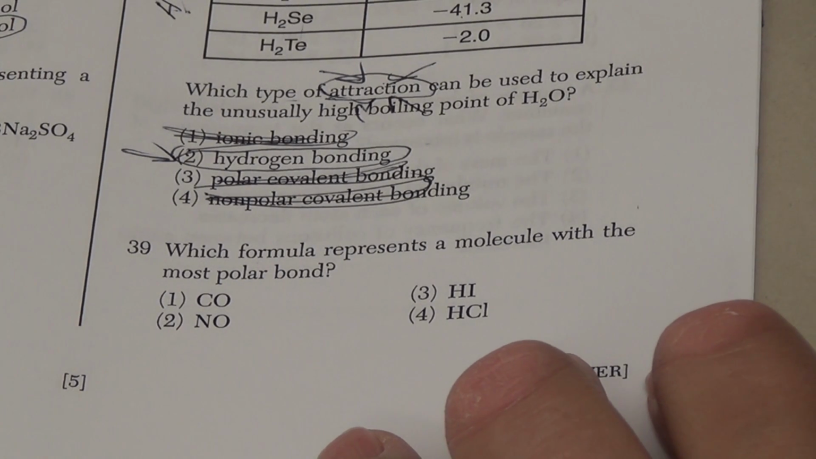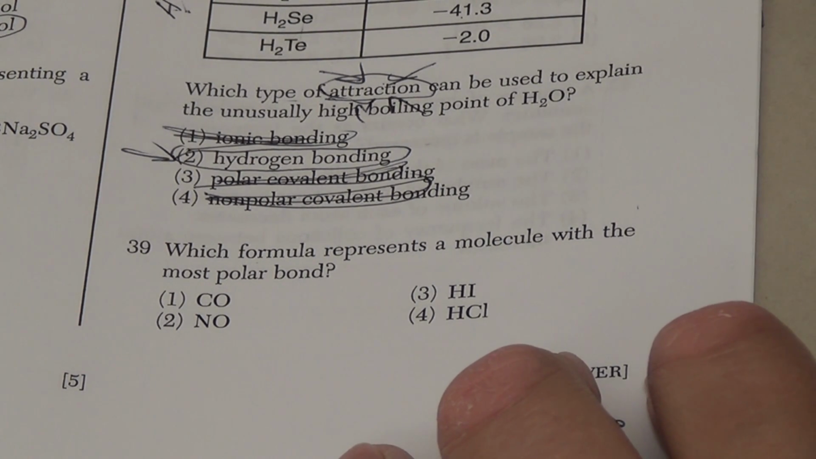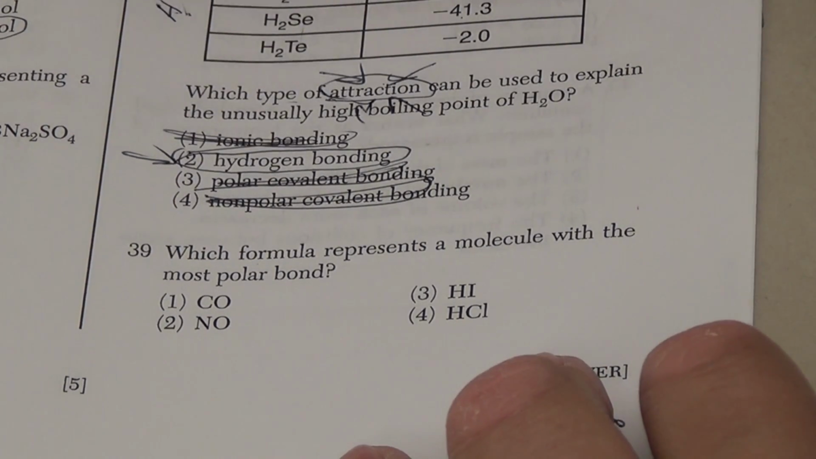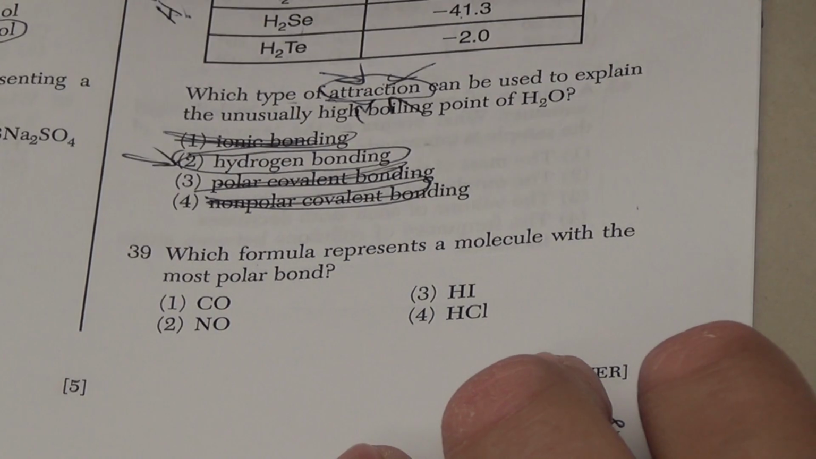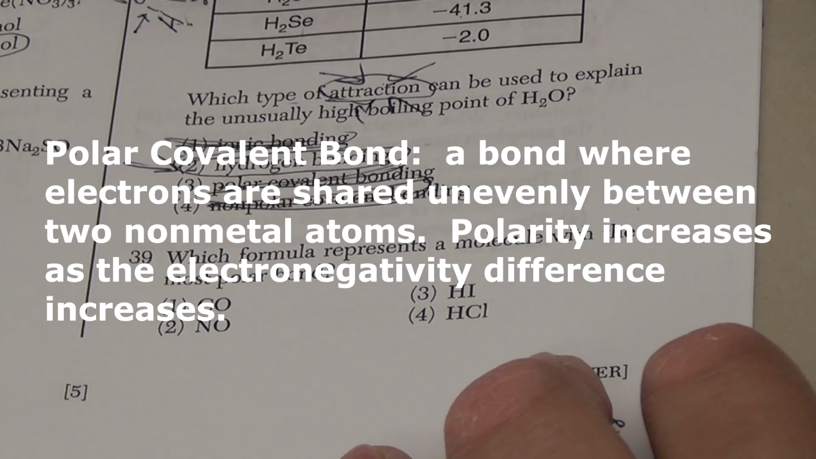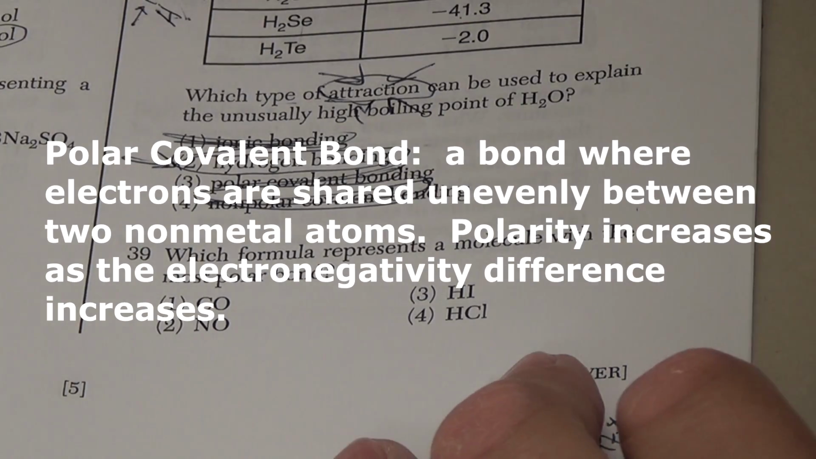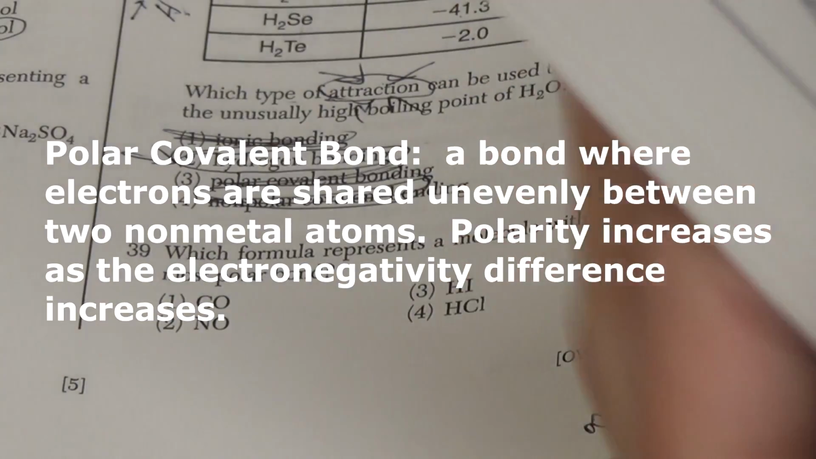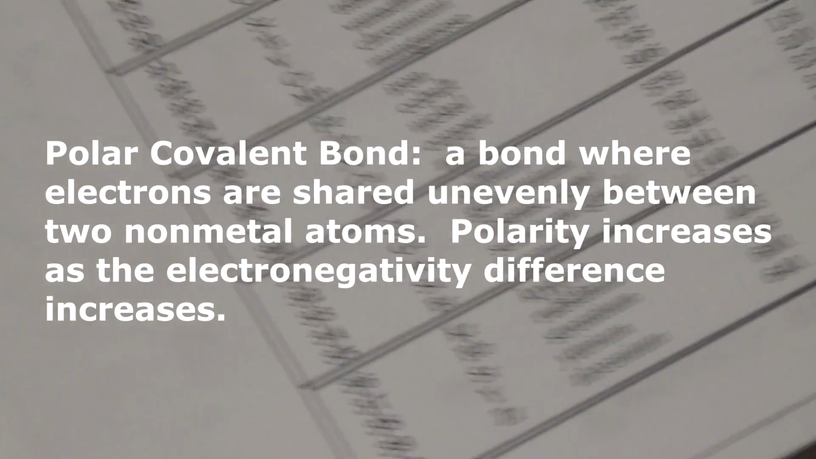Question 39. Which formula represents a molecule with the most polar bond? That's a very interesting question. In polar molecules, we're dealing with lines of symmetry. When we're dealing with bonds, we're looking at the electronegativity difference between the bonded atoms. And fortunately, we can look up the electronegativities of each element.